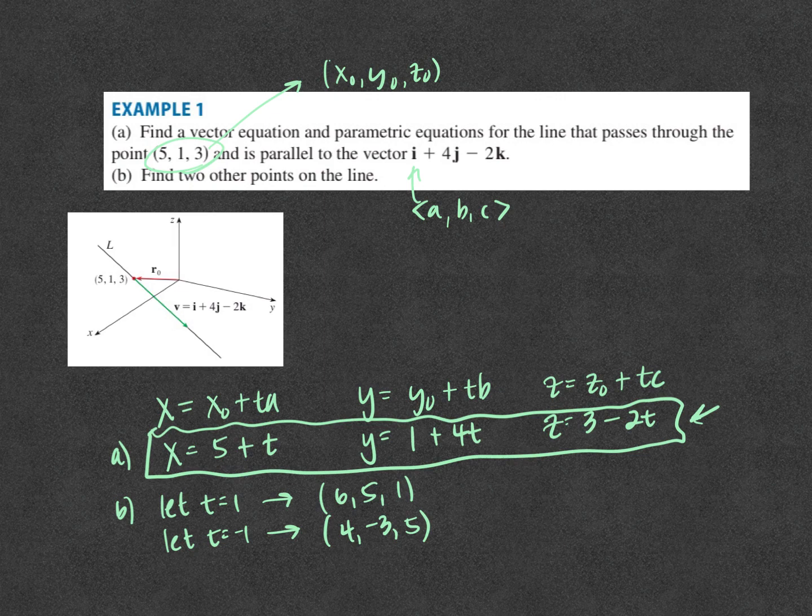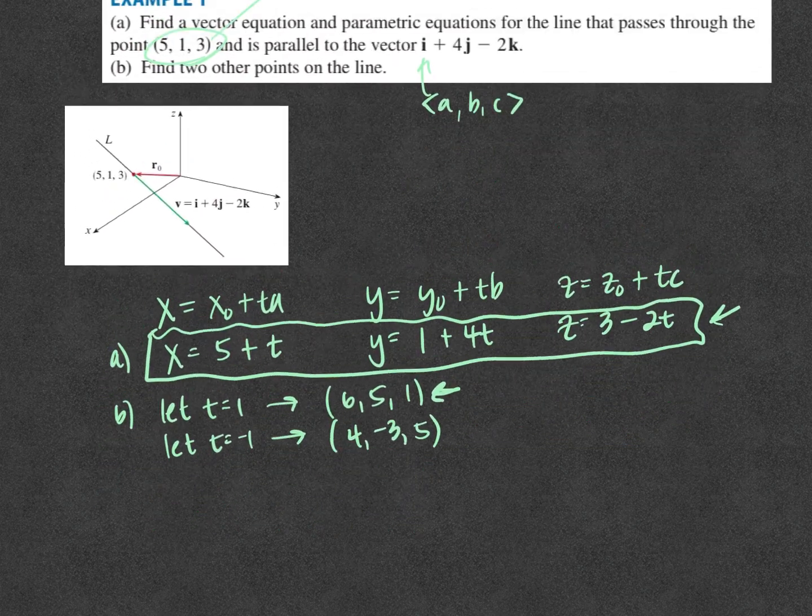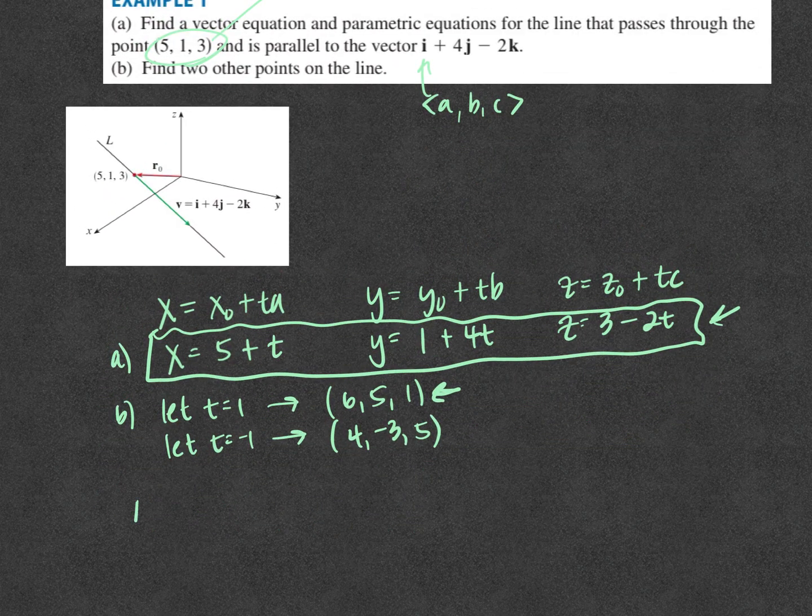So if we change the p sub o, or if we change the parallel vector, the equations could change. Let's say that instead of using 513, we used 651. If we use 651 here instead of 513, then our alternate equation would be x equals 6 plus 1t. The y equation would be y equals 5 plus 4t. And the last equation, z equals 1 minus 2t.